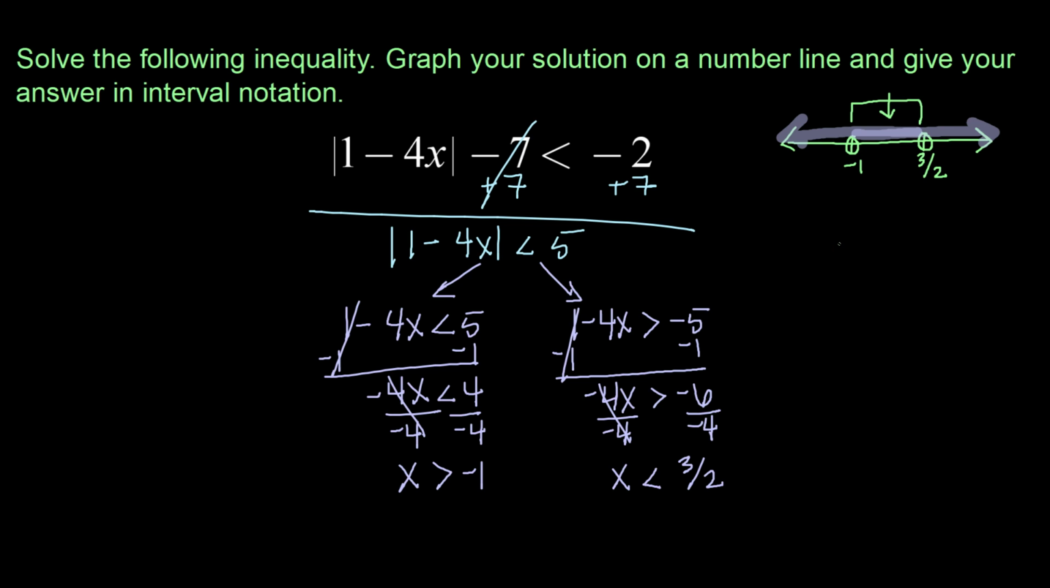So we could write that as one combined inequality. We could say that is negative 1 less than x less than 3/2. Or as the instructions say, we can put our answer in interval notation to say that's from negative 1 to 3/2, using parentheses on both sides for those open dots.